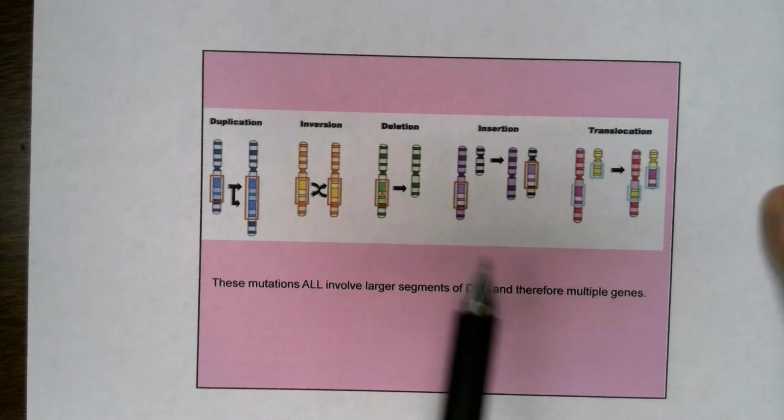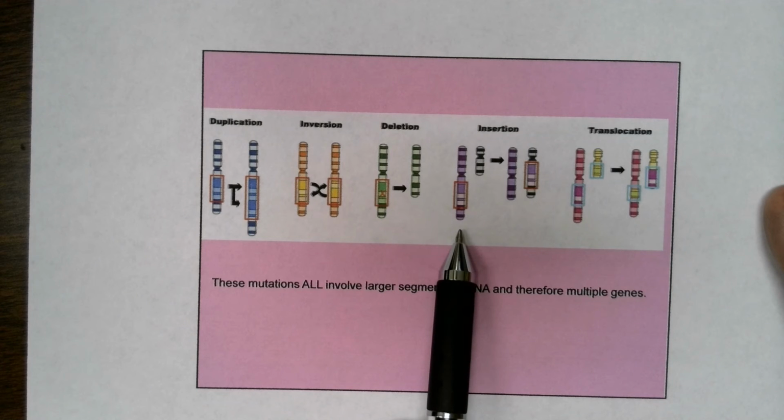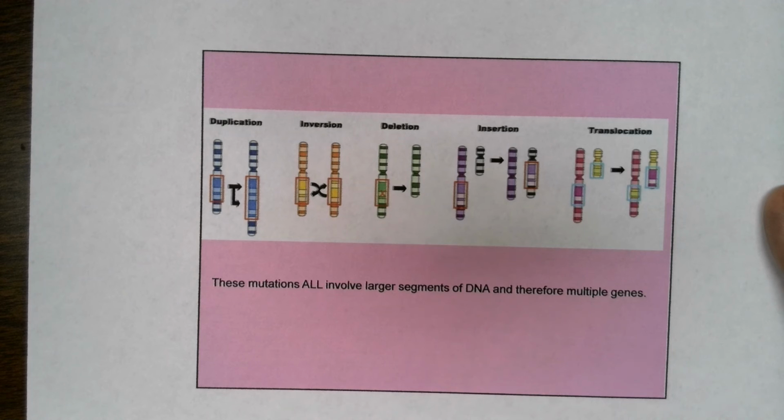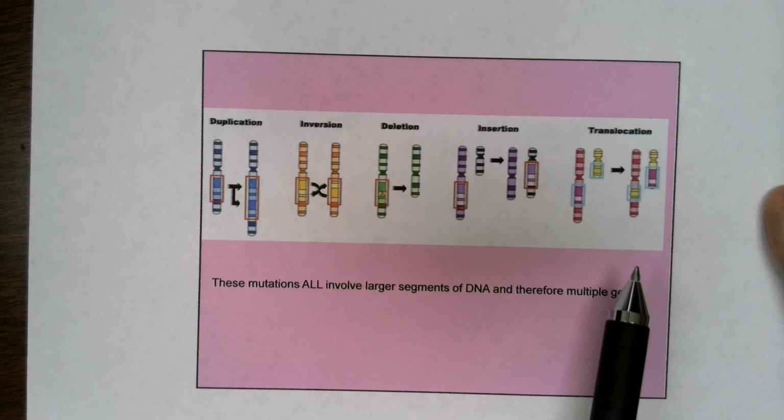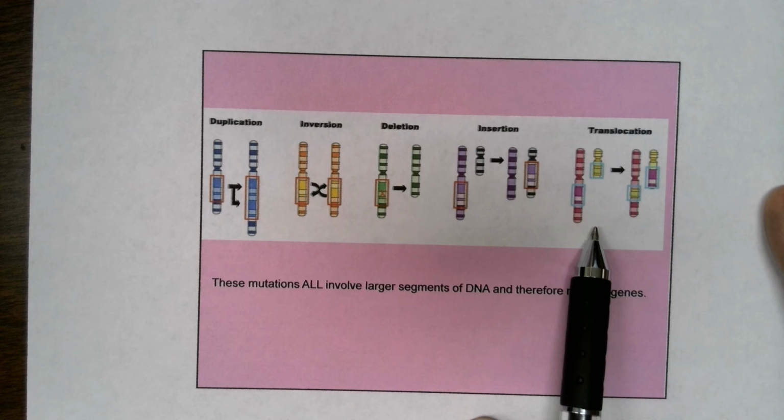When you go to the right, here you've got an insertion. That's a different kind of insertion than what's mentioned. So actually, let me skip that one. And then a translocation where you have parts of two different chromosomes that swap places.